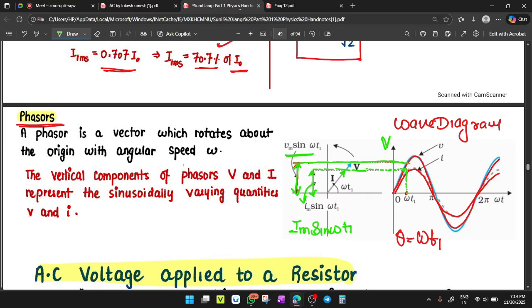So a phasor is a vector which rotates about the origin with angular speed omega. The vertical components of phasors V and I represent the sinusoidally varying quantities V and I. So the vertical component of the phasors will represent the varying quantities, like V and I.